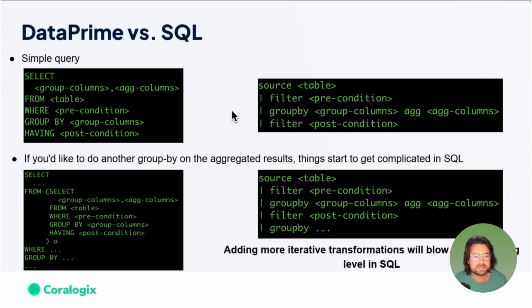So let's have a look at DataPrime versus SQL. SQL is one of the most familiar languages. It's powerful, mature, and deeply expressive, but it wasn't built for observability. The moment your analysis gets more complex, like filtering after aggregation or grouping by a derived field, your SQL query becomes deeply nested. In DataPrime, you just add another step. You can see below here. Want to enrich, filter, or group again, it's just another pipe.